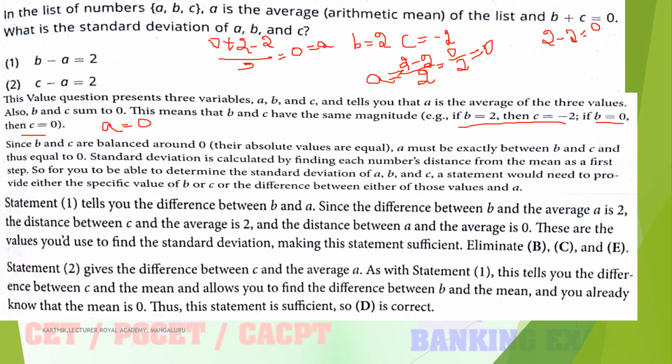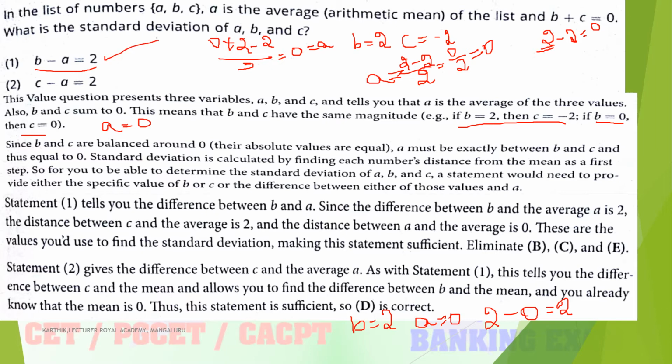So here what does it tell? B minus A is equal to 2. Here B is how much? As per the calculation, B is equal to 2. A is how much? A is equal to 0. So 2 minus 0 is how much? 2 only. So the first statement satisfies the condition.